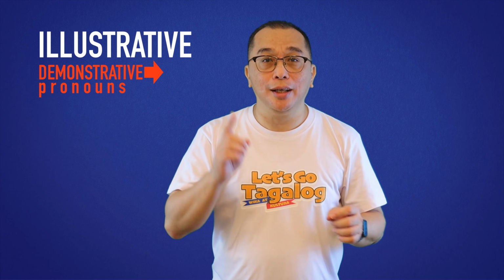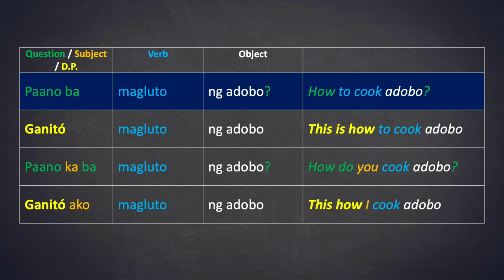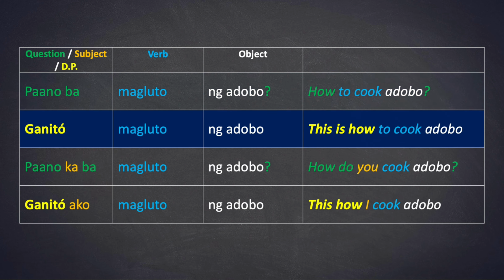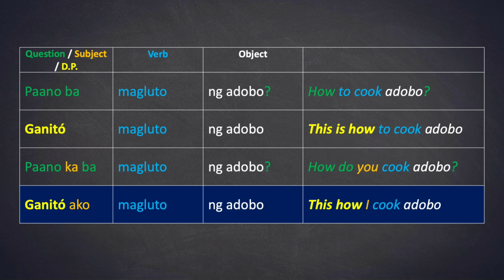Now, let's use the illustrative demonstrative pronouns in response to questions. Here goes. Paano ba magluto ng adobo? How to cook adobo? Ganito magluto ng adobo. This is how to cook adobo. Paano ka ba magluto ng adobo? How do you cook adobo? Ganito ako magluto ng adobo. This is how I cook adobo.